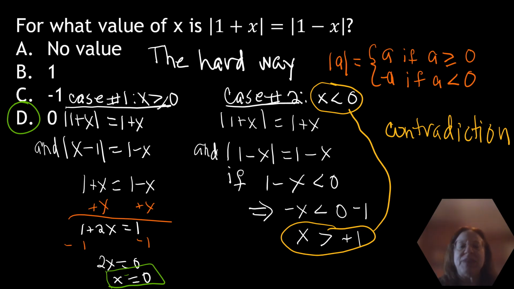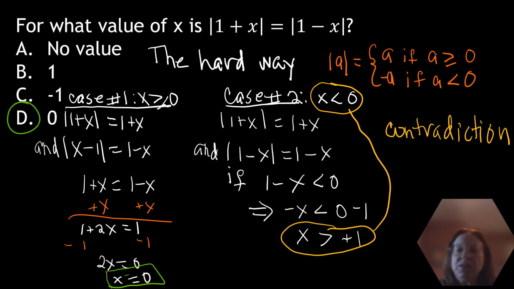For what value of x is the absolute value of 1 plus x equal to the absolute value of 1 minus x? So here's the hard way. If you have the absolute value of a, the rule is that it's equal to a if a is greater than or equal to 0, and minus a if a is less than 0.